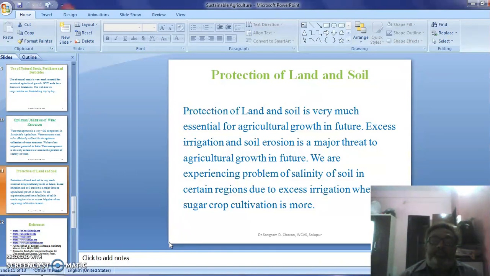And if we have to give a better future for the coming generation, it is our duty to protect our agricultural land and the agricultural soil. It means that we have to make use of crops, fertilizers and pesticides in such a way that it will not harm agricultural land in the long run, and it will not deteriorate the quality of soil or quality of land.